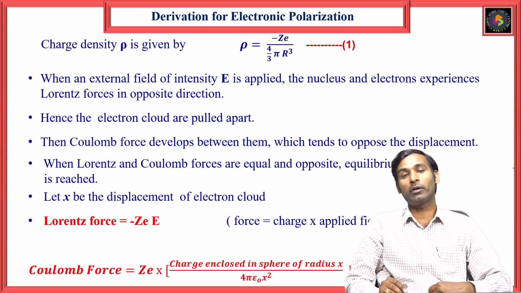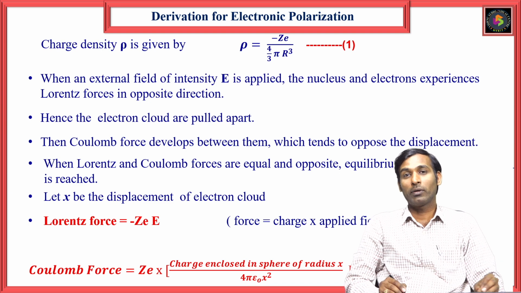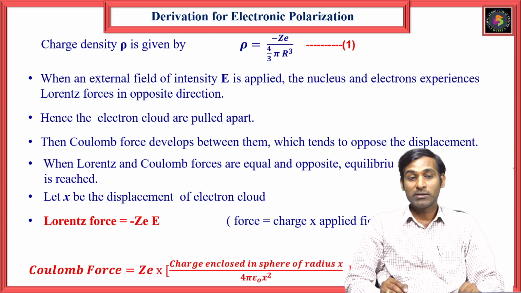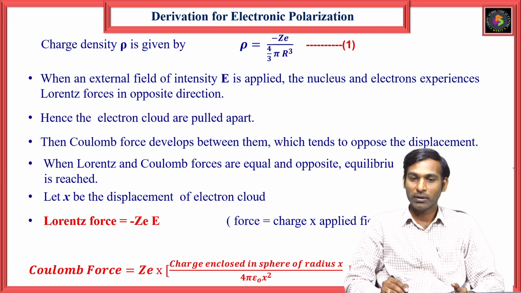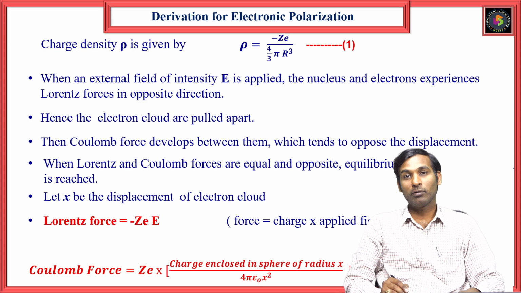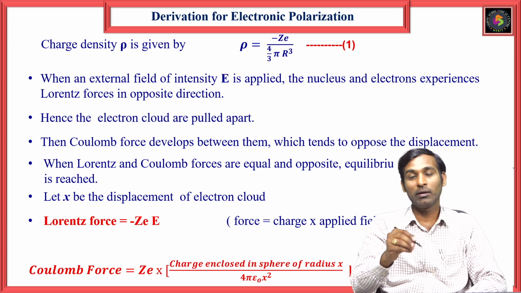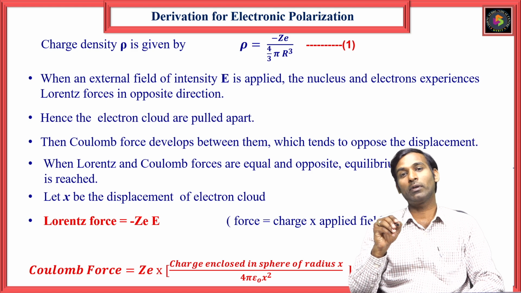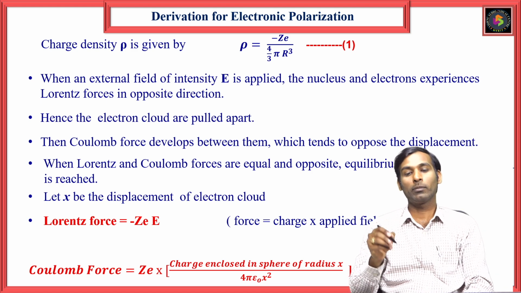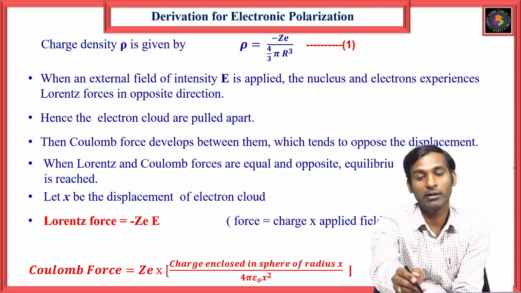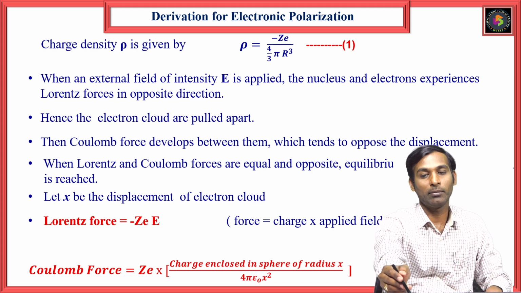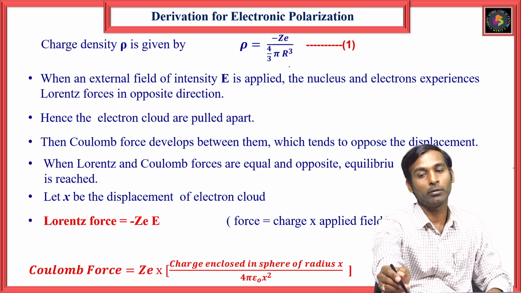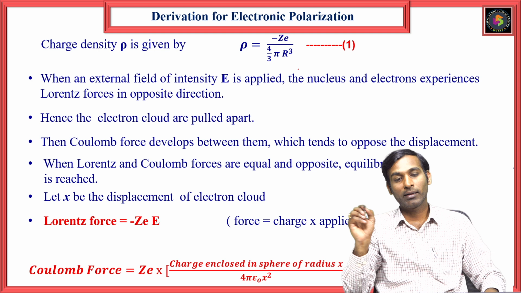In the derivation, we have to write the charge density. The charge density mainly depends on the cloud of charge and the sphere. We are taking the sphere of charge, so we can write the volume. The volume of the sphere is 4 by 3 pi r cubed. The charge density is given by rho equals minus Ze divided by 4 by 3 pi r cubed, where r is the radius of the sphere.